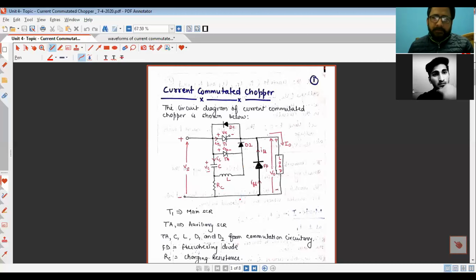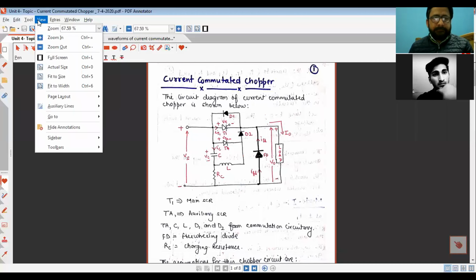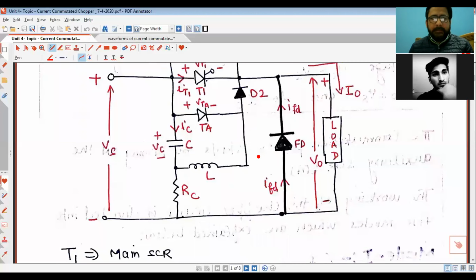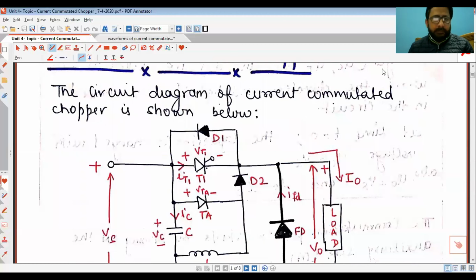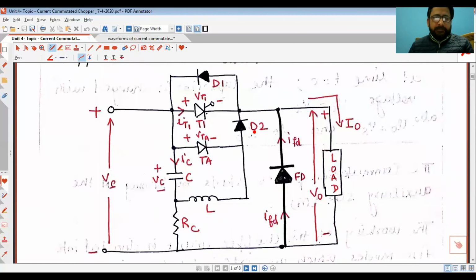So, the circuit diagram of a current commutated chopper is shown here. You can see this is the main SCR and this is an auxiliary SCR. So it is an SCR basically. I forgot to put a gate terminal here. And then we have a diode 1, diode 2, then capacitor and inductor, then a freewheeling diode.